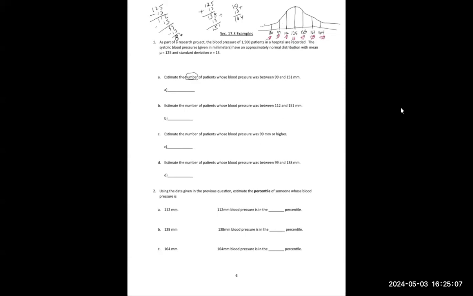So here's 99 and here's 151. Let me draw it on here. That's all of this area in here. We first need to know what percent of the data is in that area. Notice how 99 is two standard deviations below and 151 is two standard deviations above. So really we need to know how much data is within two standard deviations.